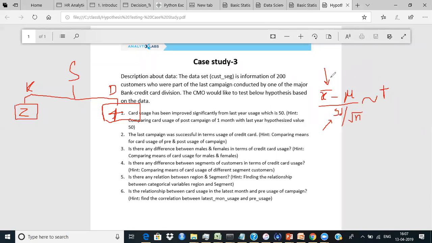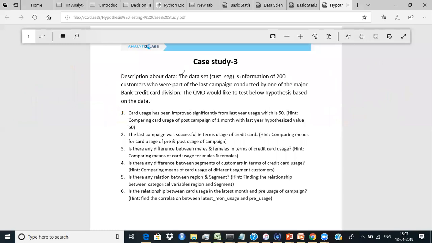Again, you do not need to know this, right? What you just need to remember is, if you want to test for mean and you do not know the standard deviation, use a one sample T-test.